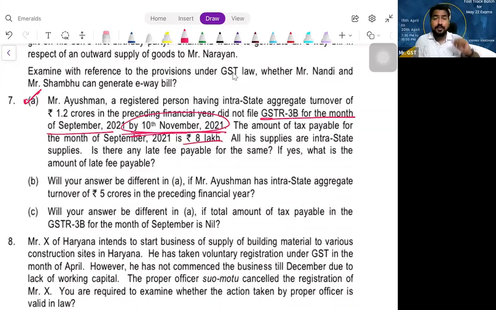Is it clear now? What is the due date for GSTR 3B of September month? 20th October. Sure, pakka. Yes, in case of monthly return.